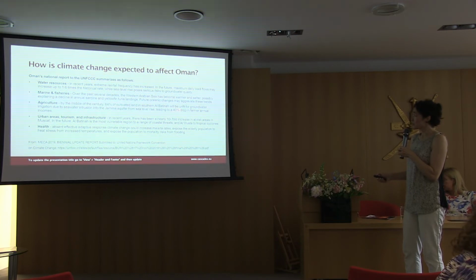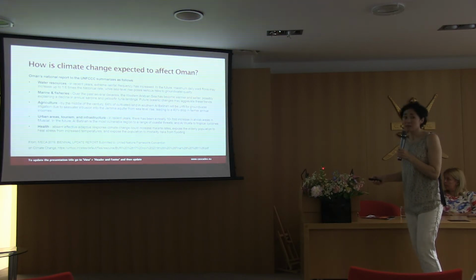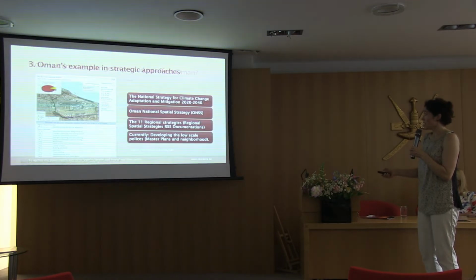Agriculture, so we've mentioned already, particularly in Batina, and the drop in aquifer levels. Urban areas, tourism and infrastructure. There was a tenfold increase in at-risk areas in Muscat, and the threat of tropical cyclones. And health. There have been outbreaks of malaria and dengue fever in the last few years, and the exposure of the very young and very old to heat stress is clearly a concern.